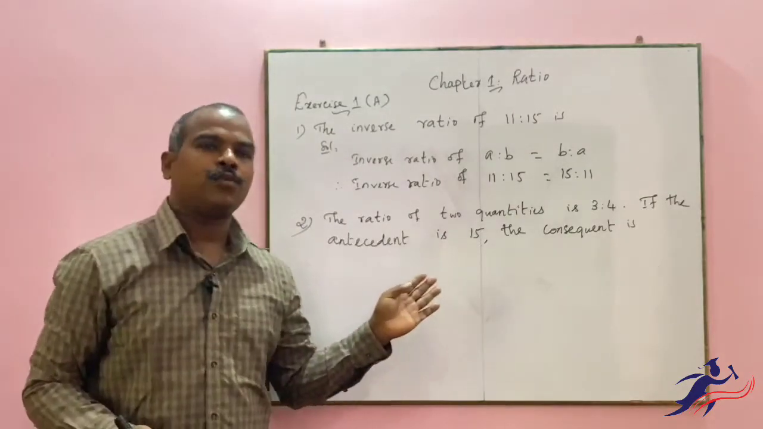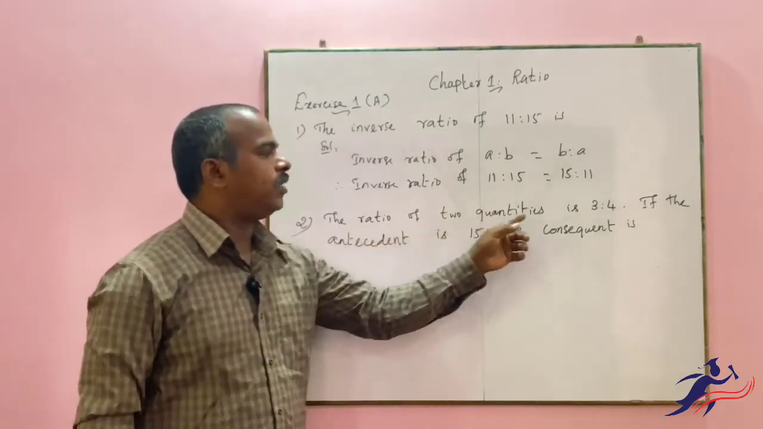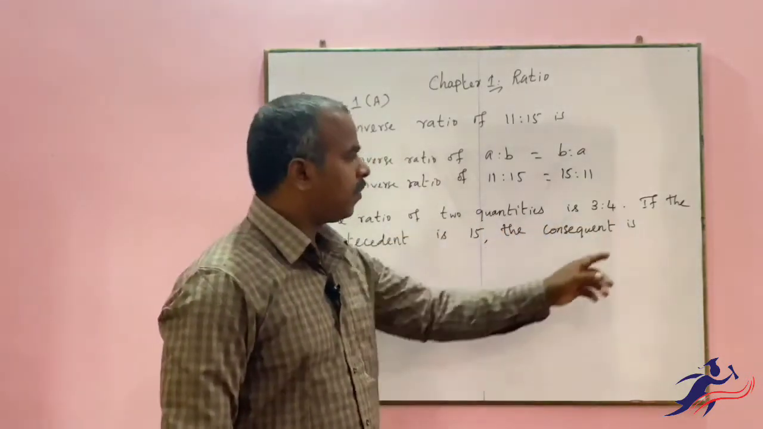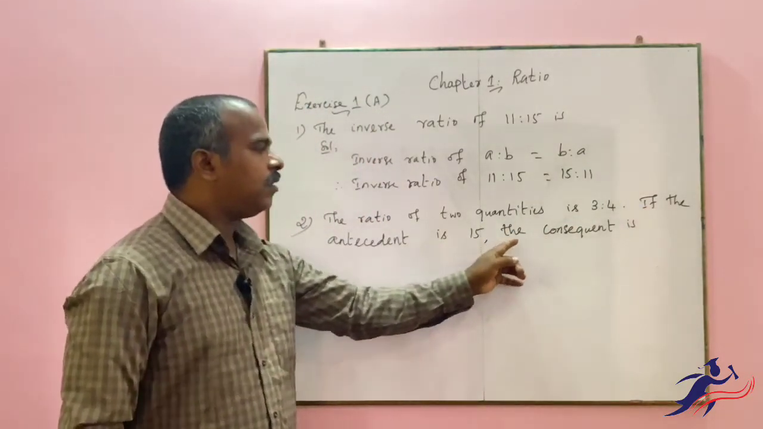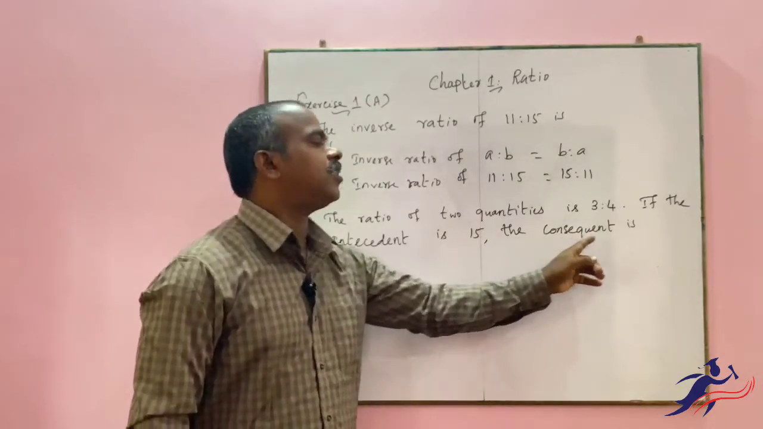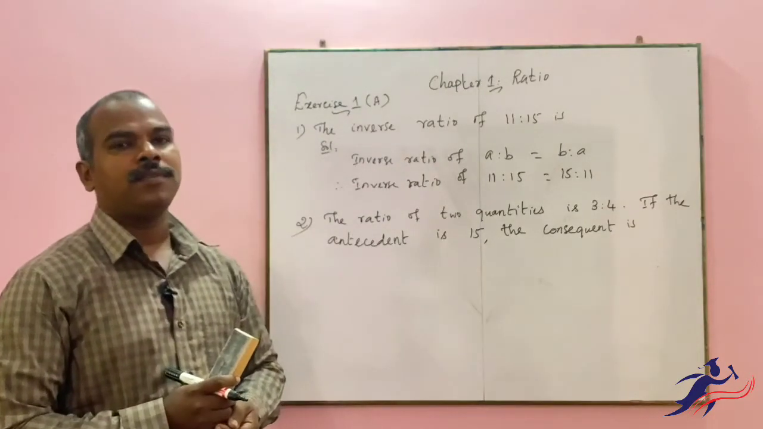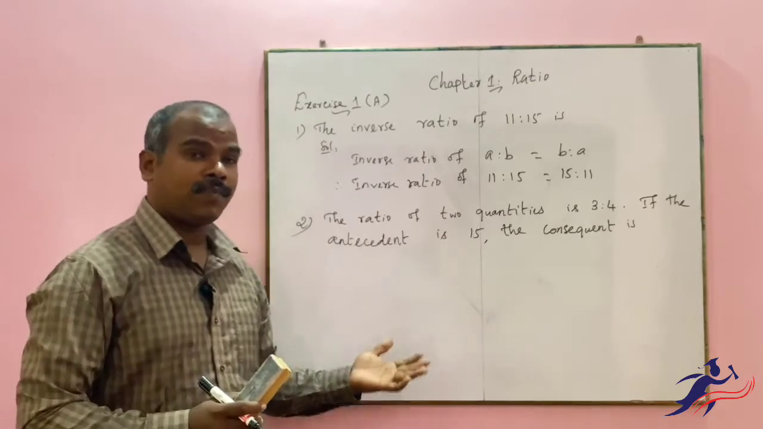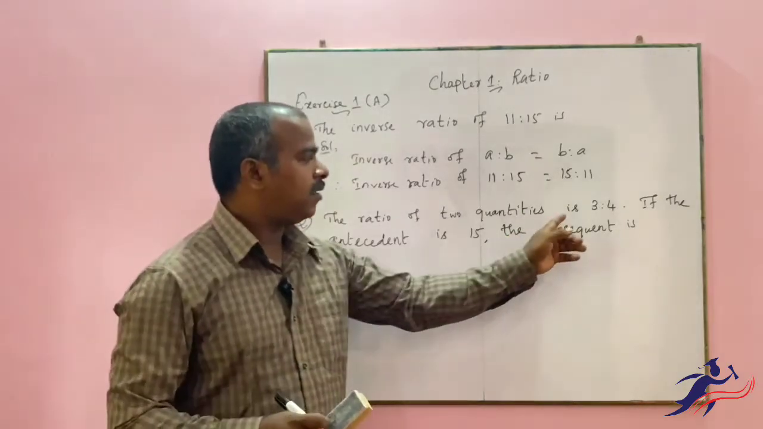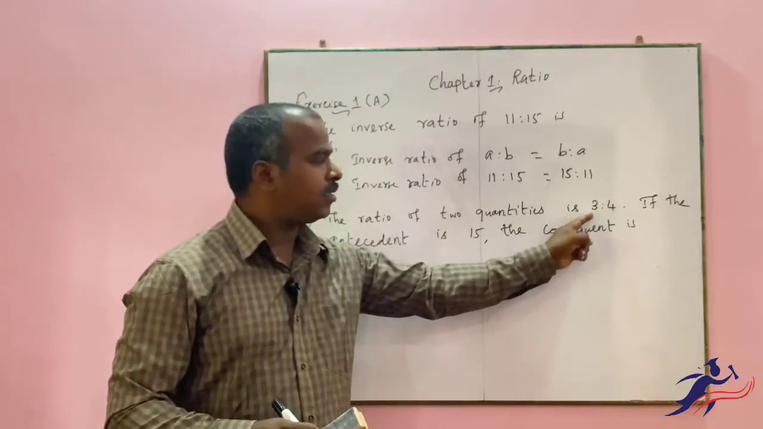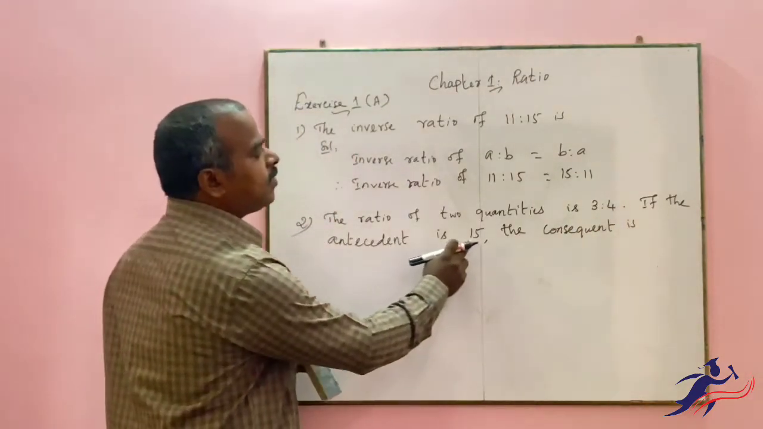Now we shall study the second question. Read the question carefully. The ratio of two quantities is 3 is to 4. If the antecedent is 15, then we are asked to find out the consequent. So I already explained to you in the previous video. Antecedent is the first term of the ratio. Consequent is the second term of the ratio. That is, from the given ratio, the antecedent is 3, the consequent is 4. But it is given the antecedent is 15.